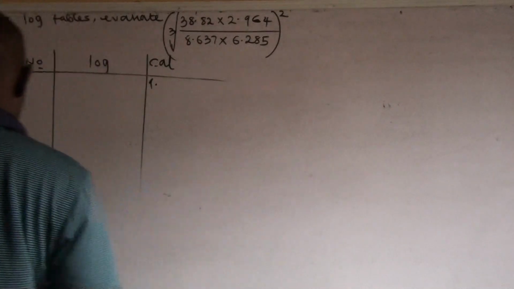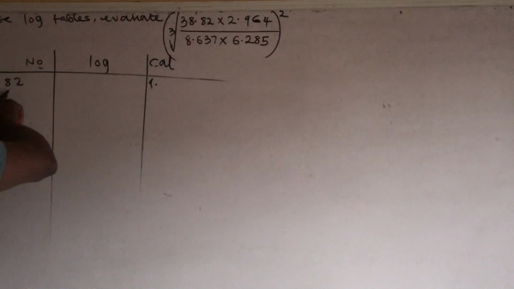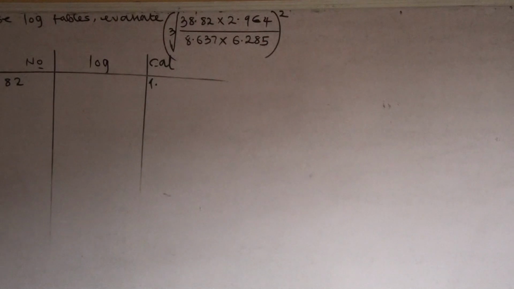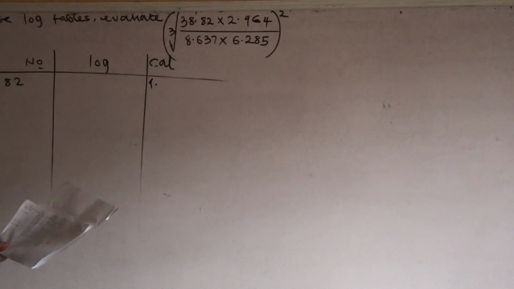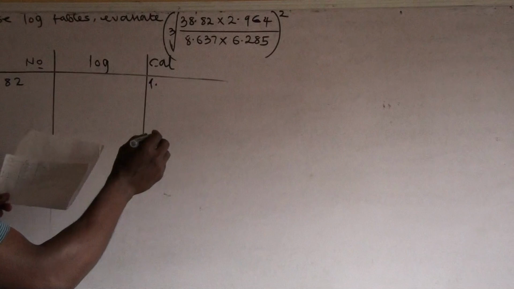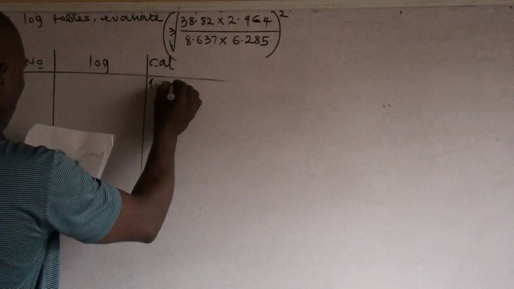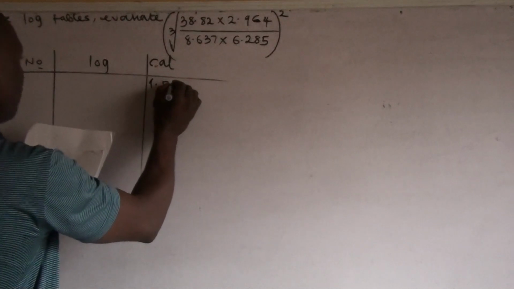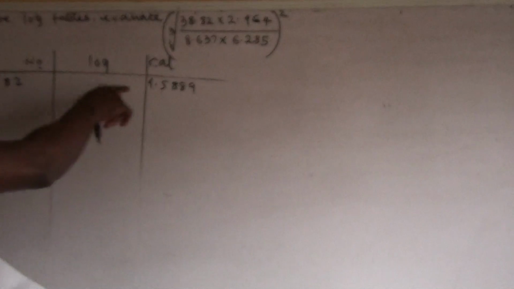The next thing is we are going to look at the log under our logarithm table. We're going to look at 38 under 8, difference 2. So 38 under 8 will give us 5888. Then difference 2 will give us 1. If we add it to it, usually you add the difference, this will give us 1.5889.